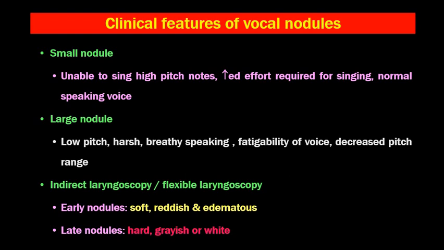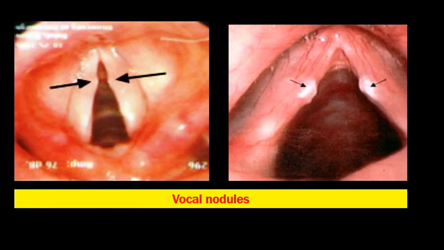The early nodules will be seen as soft, reddish and edematous during indirect laryngoscopy or flexible laryngoscopy, and the large or late nodules will be seen as hard, grayish or white because they are fibrosed, and that is replaced by hyaline material which becomes whitish in nature. In this slide, you can see the vocal nodules. These are the early vocal nodules, and these are the late vocal nodules which are fibrosed and thick.